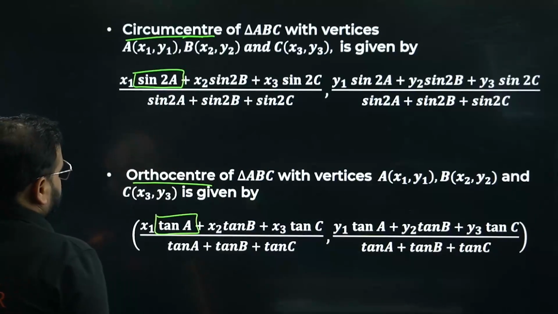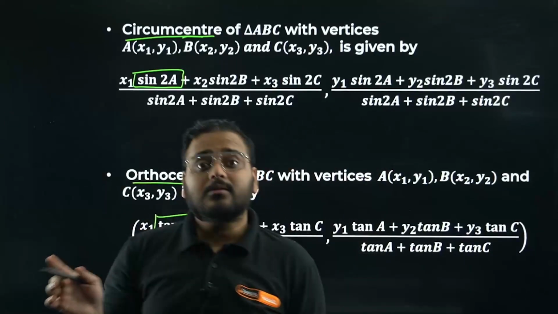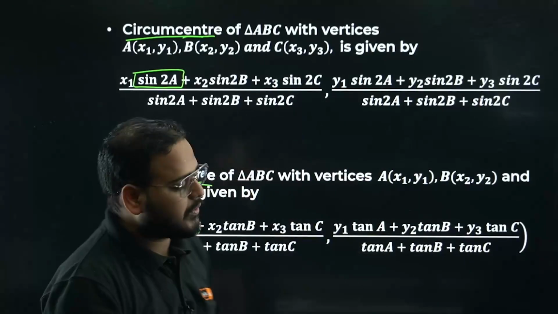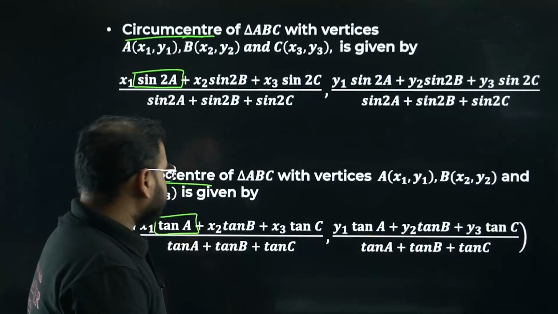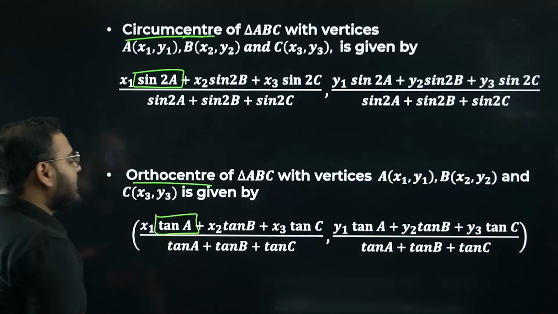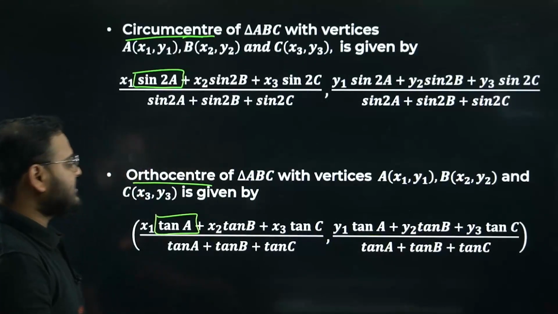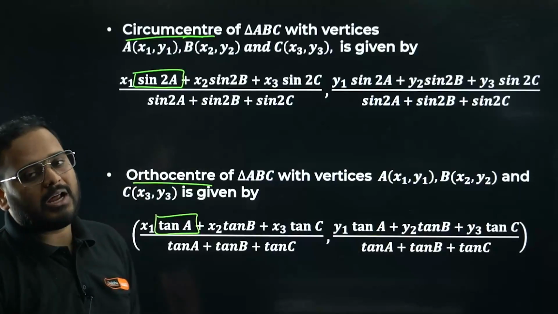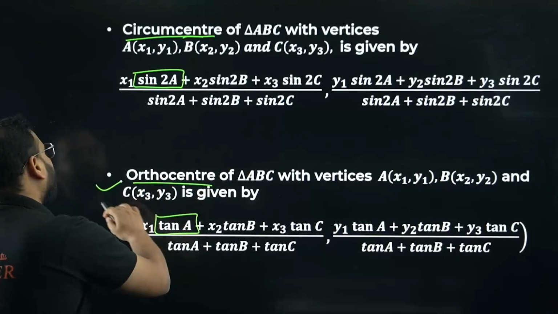Please check. The orthocenter is the intersection of all the altitudes. The formula is (x1 tan A plus x2 tan B plus x3 tan C) upon (tan A plus tan B plus tan C), and same goes with y: (y1 tan A plus y2 tan B plus y3 tan C) upon (tan A plus tan B plus tan C). Only the formula is relevant to us.